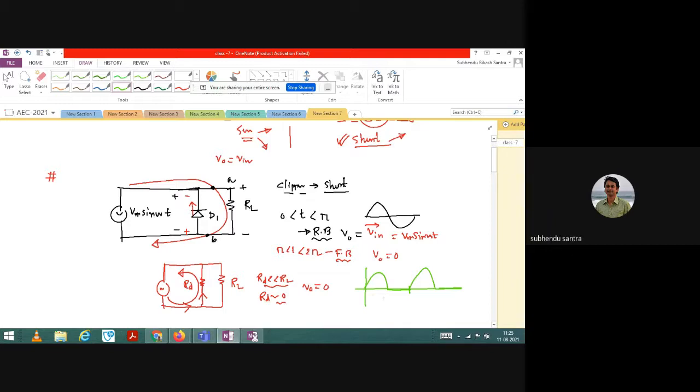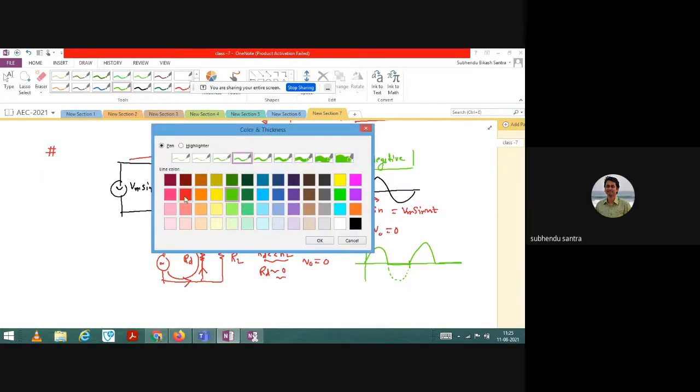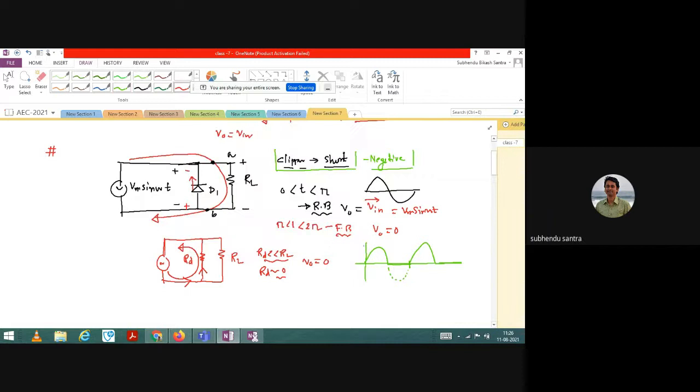So definitely, the answer is that in this condition, the circuit is basically a negative clipper circuit. So it is shunt, but it is a negative clipper. So it is a shunt negative clipper circuit that I have explained. But now let me make things slightly complex, and try to understand that. Definitely it is a negative clipper, there is no doubt.